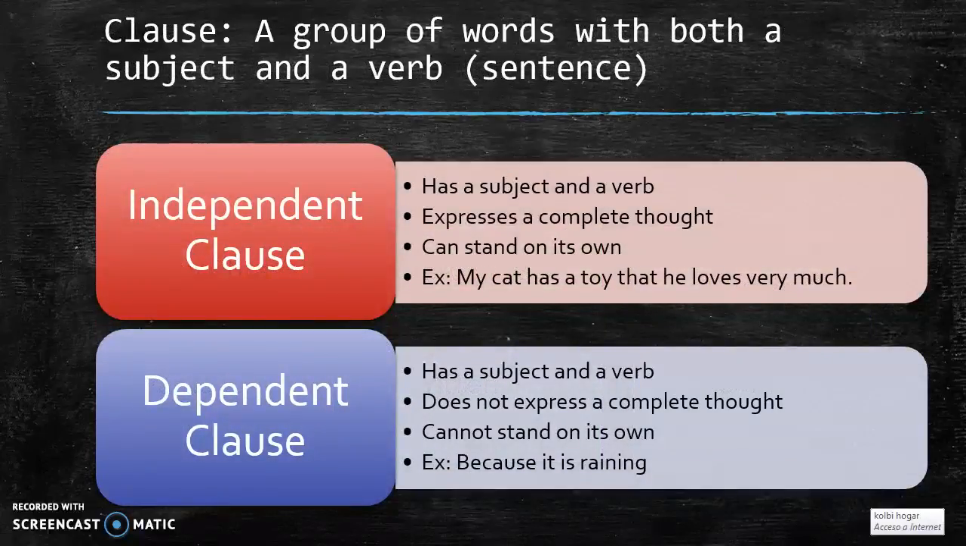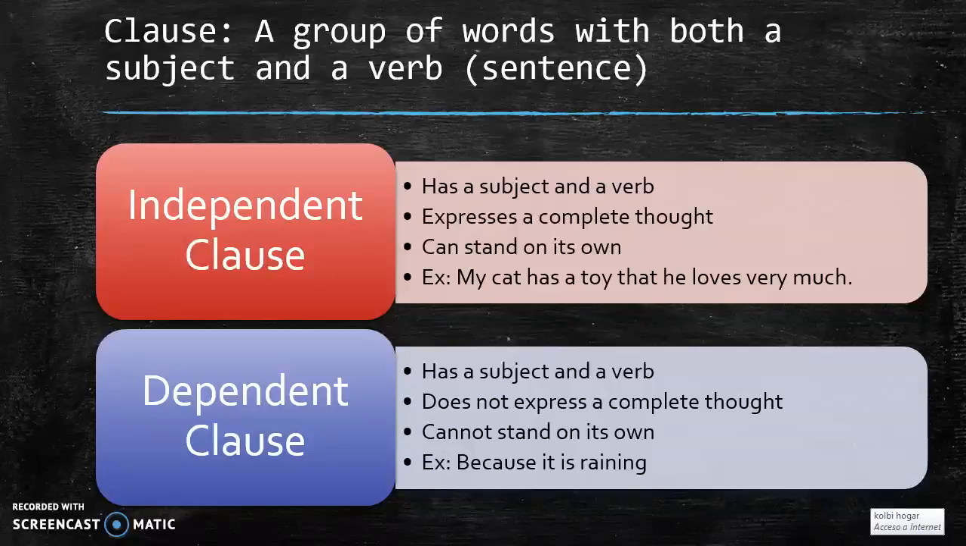Clauses, on the other hand, are a synonym for the term sentence. They are a group of words with both a subject and a verb. However, not all sentences can have meaning by themselves, and that's why we classify them into independent and dependent clauses. As you see on the slide, the independent clause is going to have a subject and a verb. It's going to express a complete thought and can stand on its own.